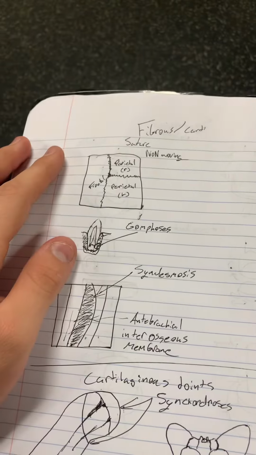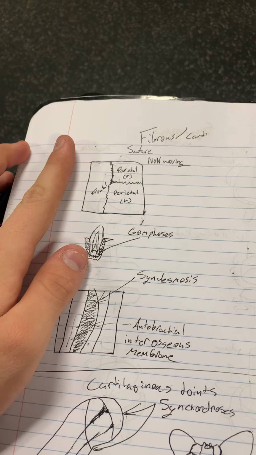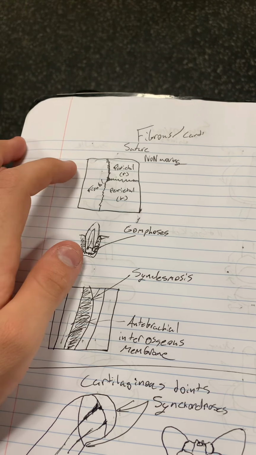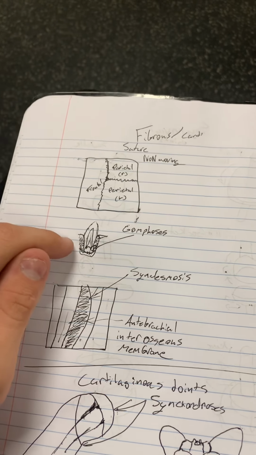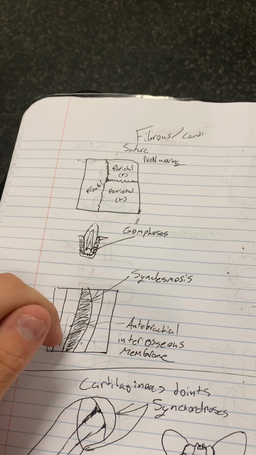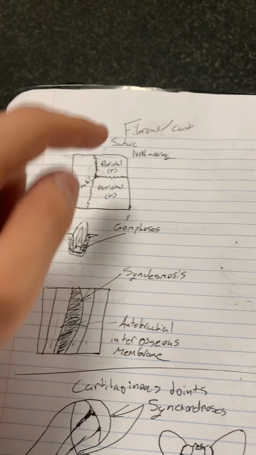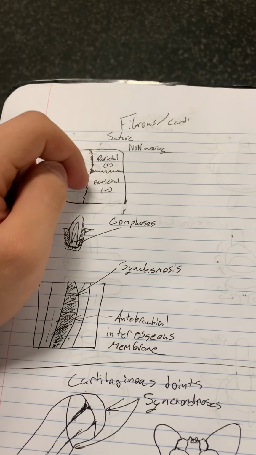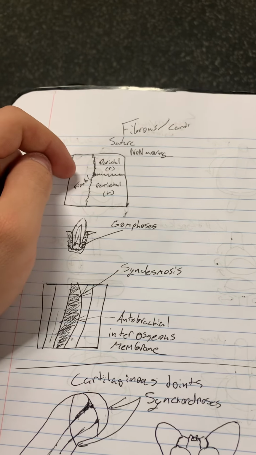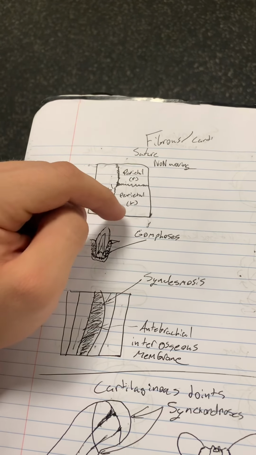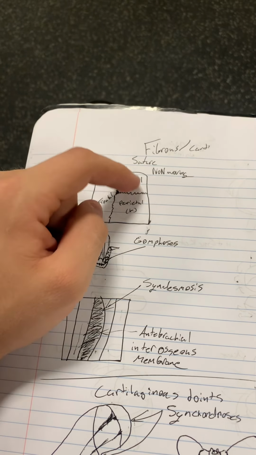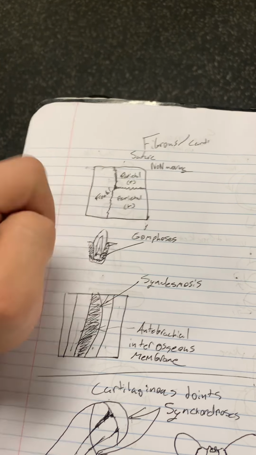Moving on from our synovial joints, we are moving to fibrous. Now, fibrous is 3. You have your gomphoses, your syndesmosis, and your sutures. Sutures are the fusing lines within the skull. As you can see, I have an example drawn here of the frontal, the right and left parietal bones all fused together on these lines.